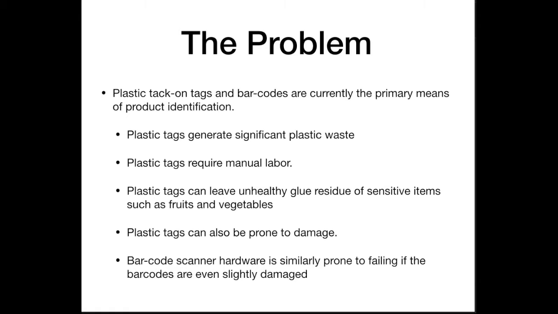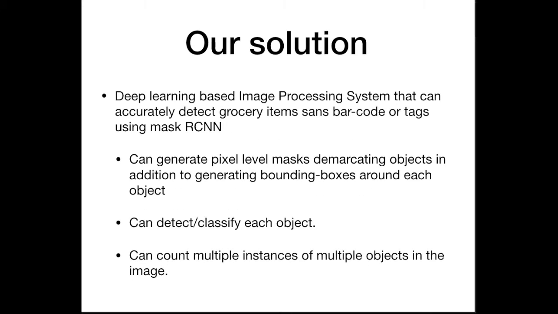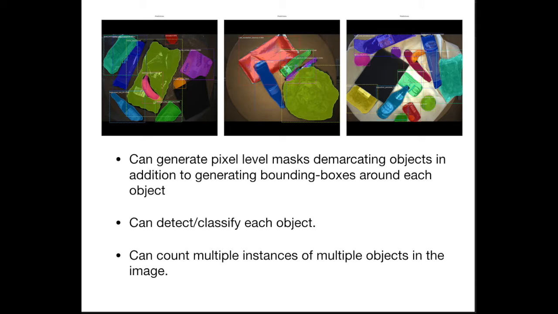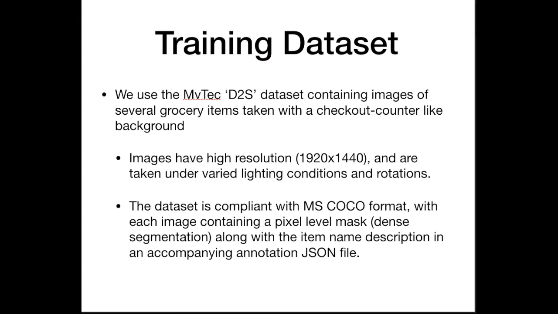significantly reduce checkout efficiency. Our solution is to use a deep learning-based image processing system that does not require any tags. We propose using the state-of-the-art Mask R-CNN method, which can segment an image at the pixel level, allowing for not only detecting objects in the scene, but also counting how many instances there are of each object.